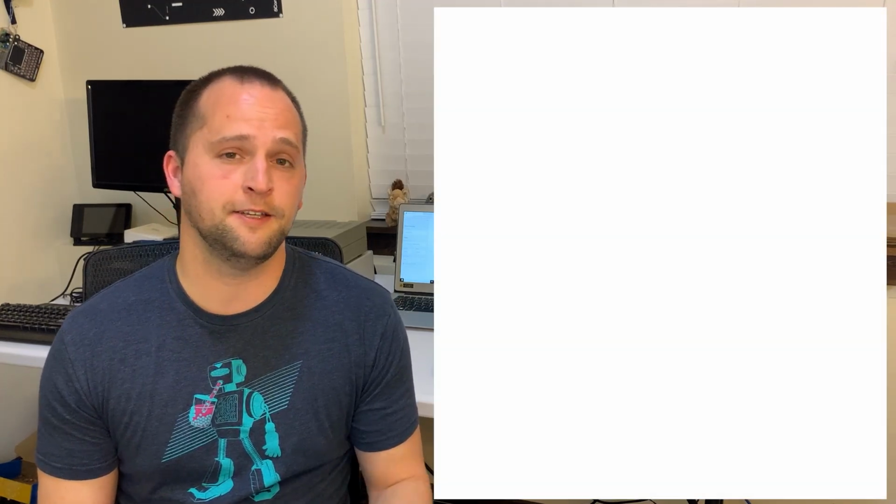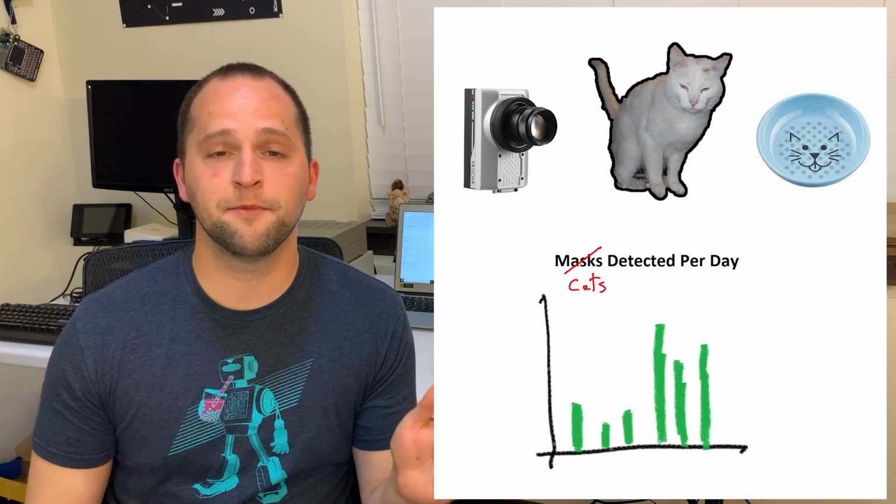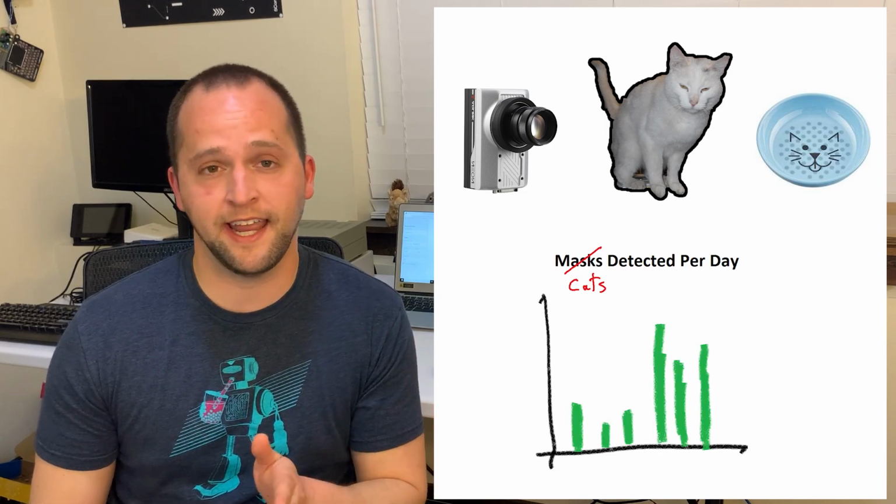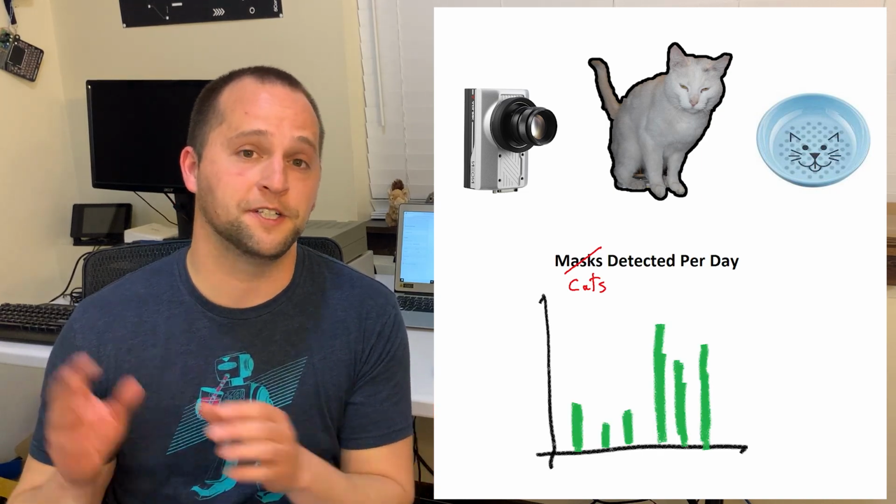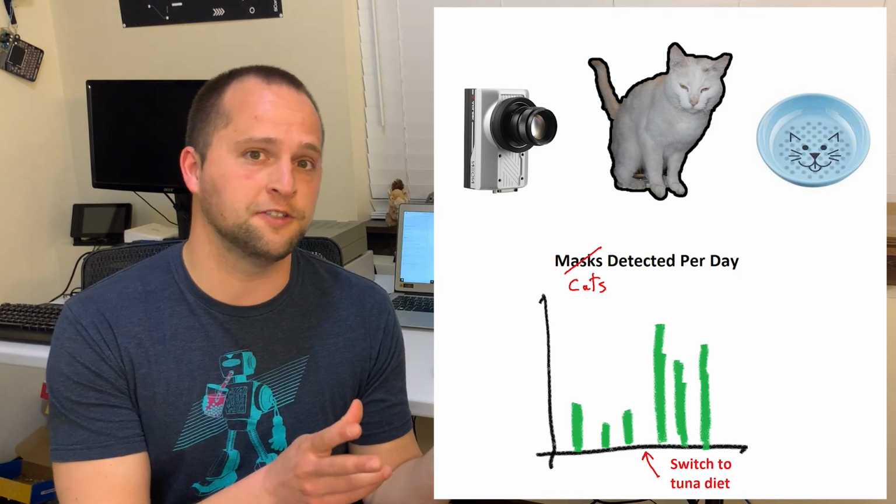Now, fingers crossed, this mask detection technology will be totally irrelevant a year from now. However, this project still serves as a great example or reference design for other smart camera applications. One idea I have is to use this code to make a camera that can detect my cat and then set it up next to his food bowl and count the number of times he visits his food bowl each day before and after I switch him from a dry food diet to a deluxe all-tuna diet.